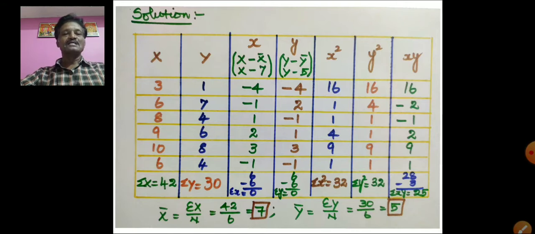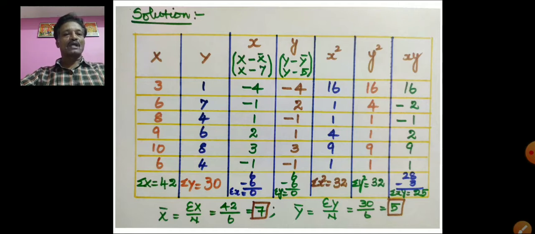So here you can remember, the sum of the deviations taken from the arithmetic mean is always equal to 0. After calculating small x and small y, now we have to calculate small x square, small y square and small xy. First you calculate small x square. 4 square is 16. At the time of taking the square, there is no need to consider the mathematical sign, either plus or minus. So 4 square 16, 1 square 1, 1 square 1, 2 square 4, 3 square 9 and 1 square 1. So now the x square values are 16, 1, 1, 4, 9, 1. You take the total.